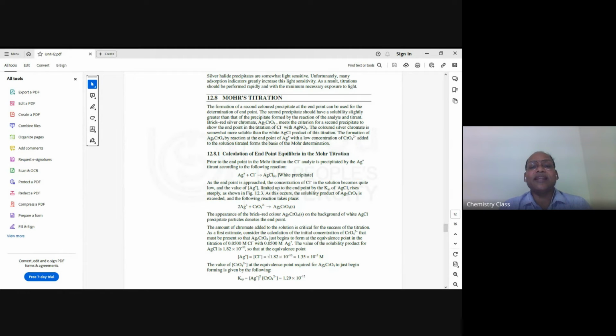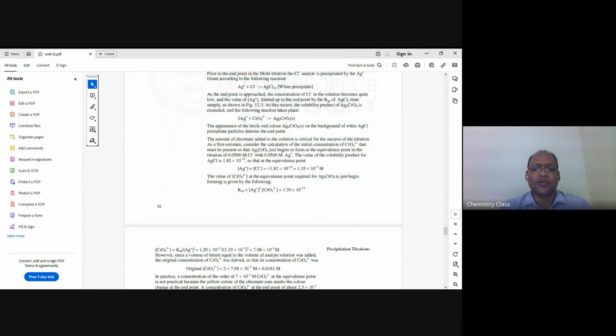So brick red silver chromate, Ag2CrO4. This is the brick red silver chromate compound. Its brick red color meets the criteria for the second precipitate to show the end point of the titration of Cl- with AgNO3. These three reactions, when you are reading, involve chloride against AgNO3. The color will be different in different substances and will change on the basis of the titration. You can observe this and go through it.